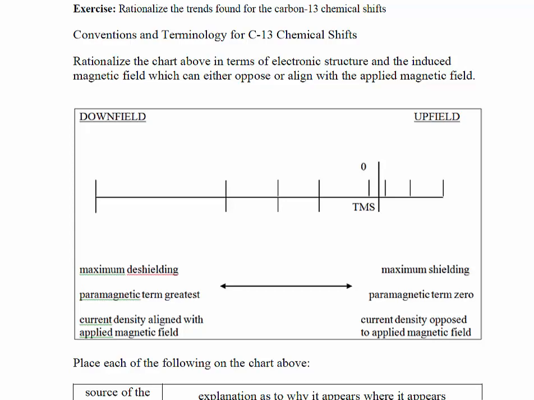In this segment, we're going to review some of the conventions and terminology used in NMR. We'll focus primarily on carbon NMR, and you'll be able to rationalize why certain signals appear where they do in the spectrum. Let's start by looking at this figure that's in the notes.